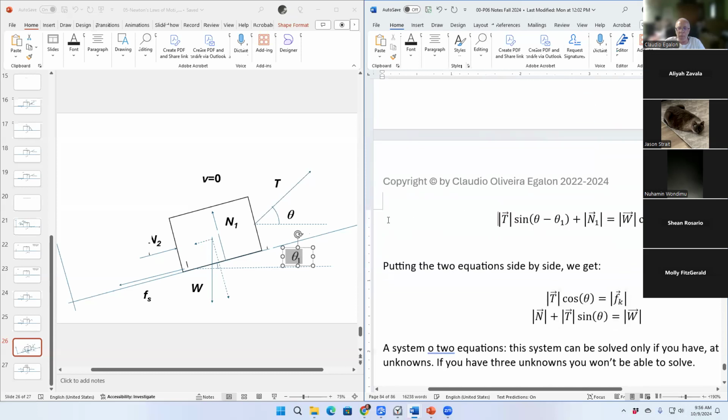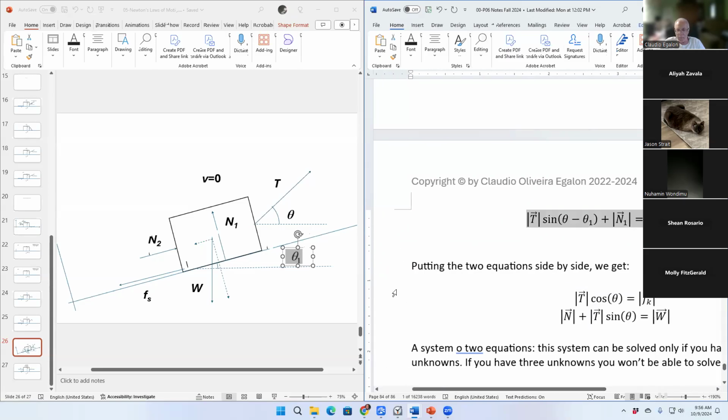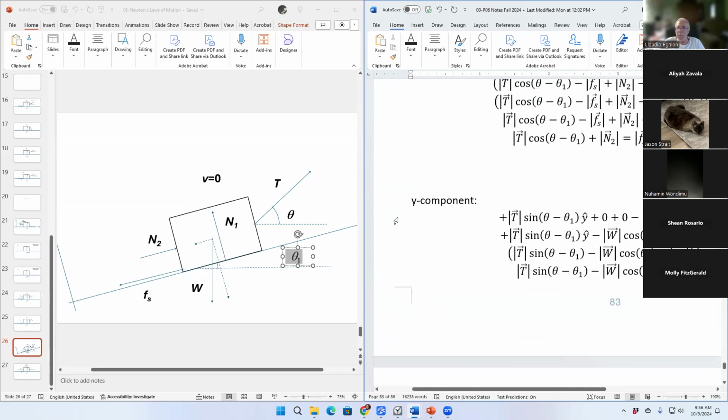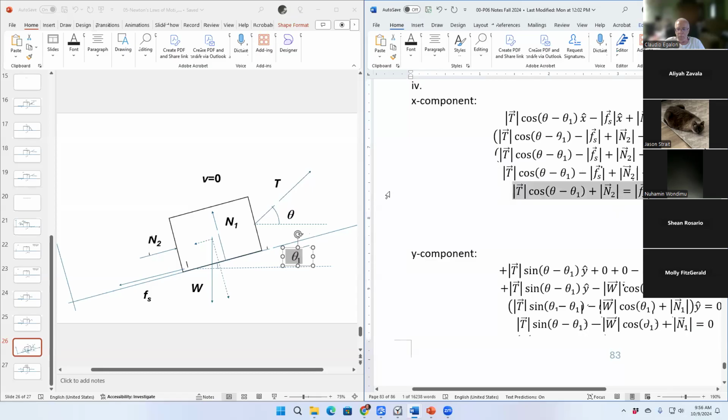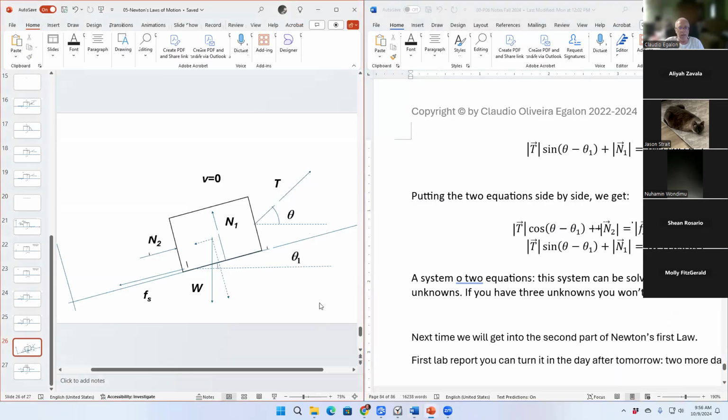Repeating what we did before, putting those two equations side by side, right? One next to the other. We have a system of two equations. Just like before, more complicated than the other because of the different forces and the plane that is inclined, okay?